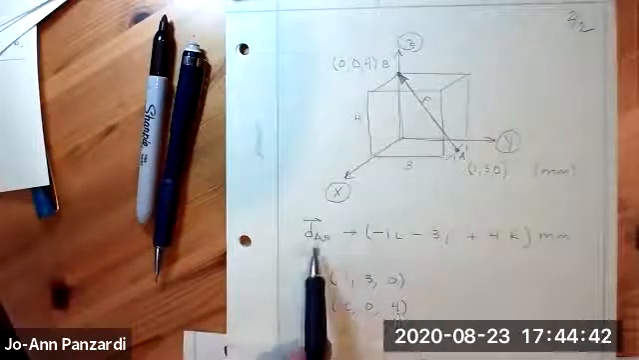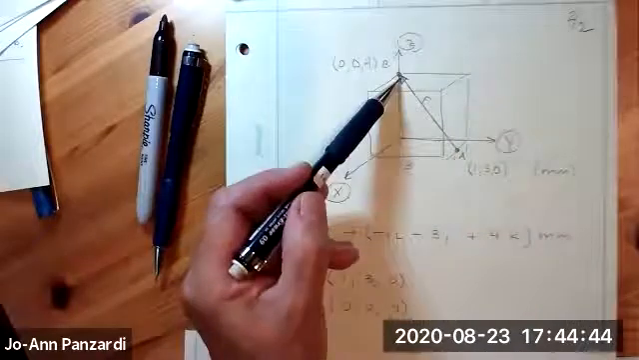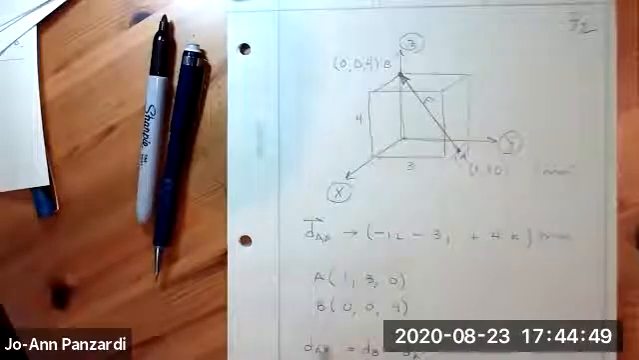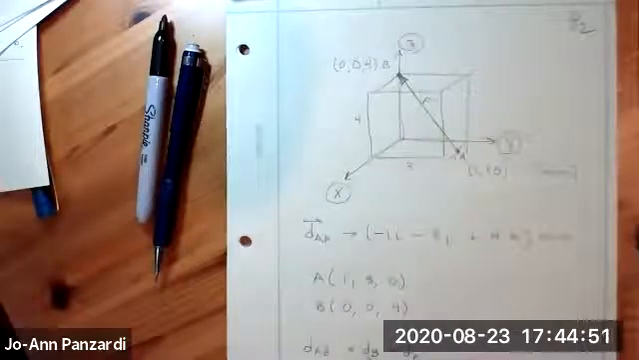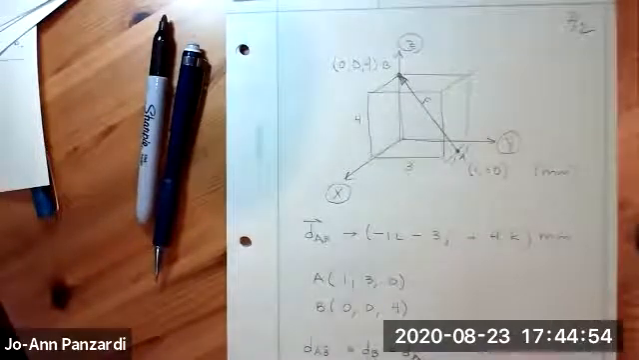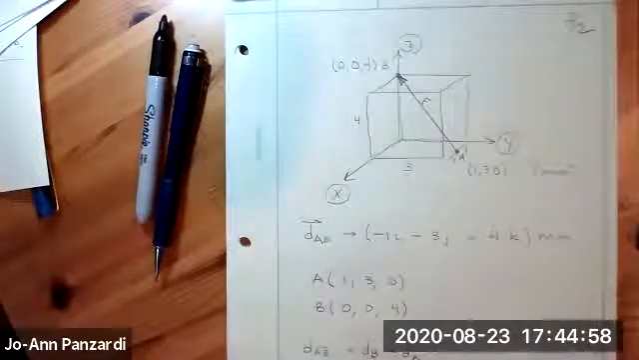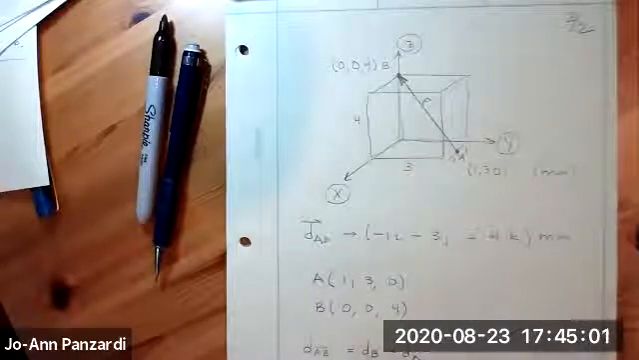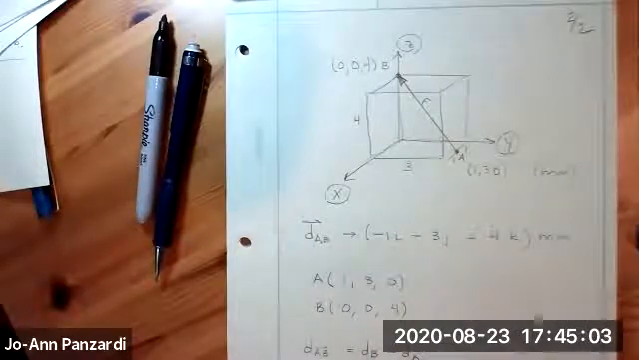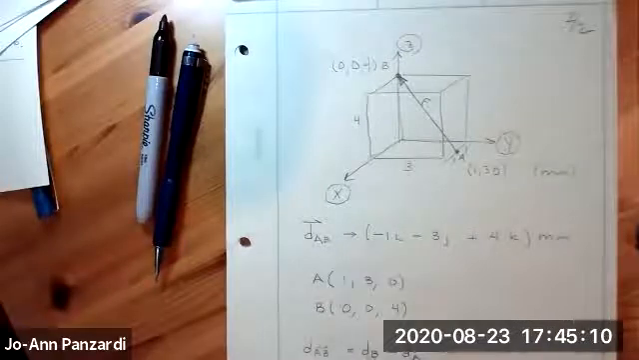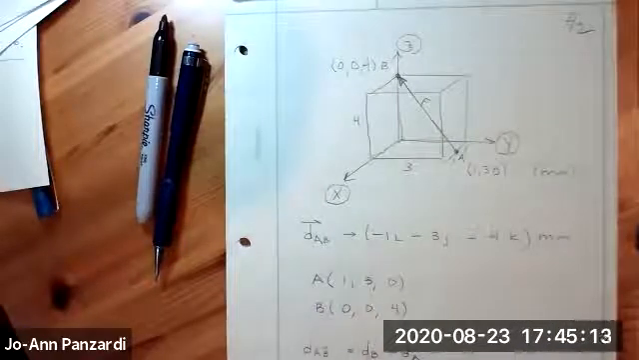If I wanted to find the distance from A to B, it's final minus the initial, right? So the distance from A to B is B, which is the final point, minus the initial point. So in the X, this would be BX minus AX, this is BY minus AY, and this is BZ minus AZ. And it comes out to be the same, -1I, -3J, plus 4K.